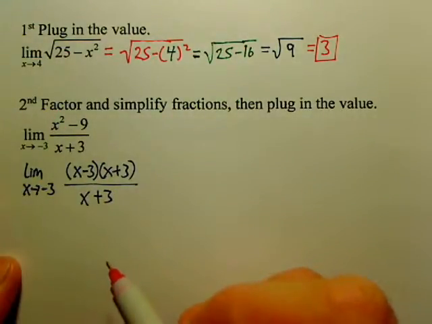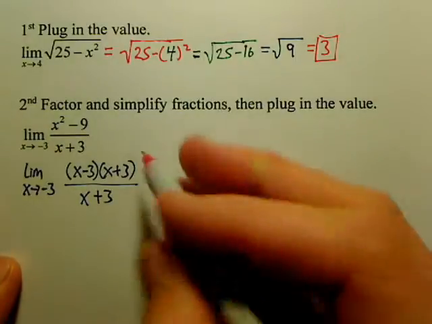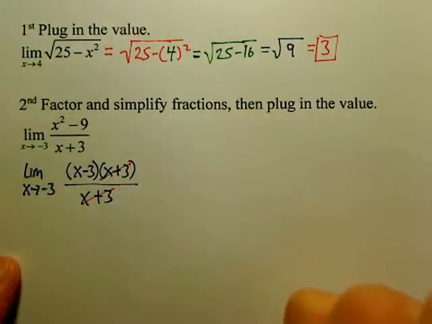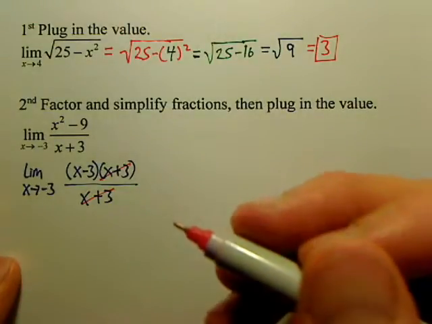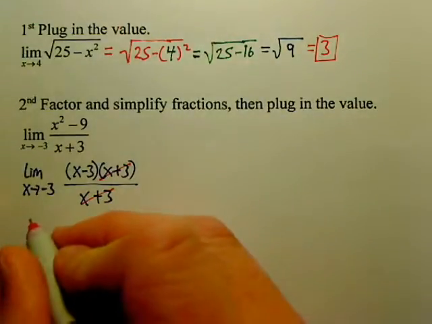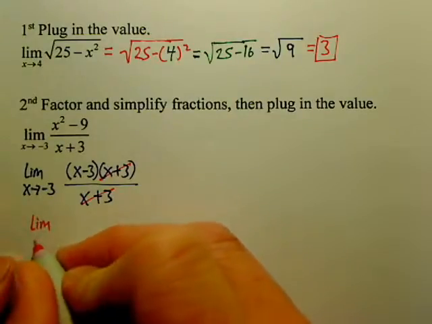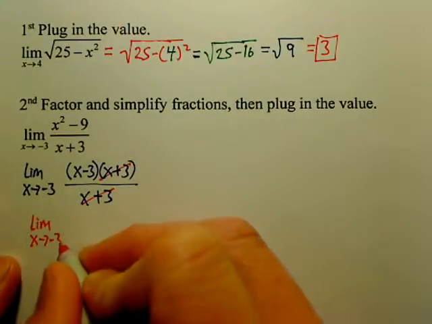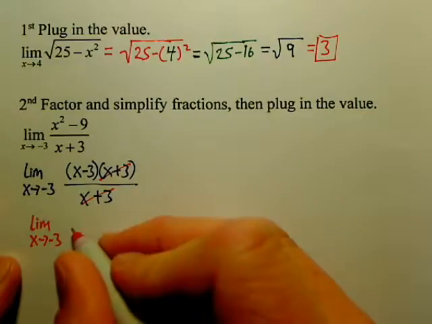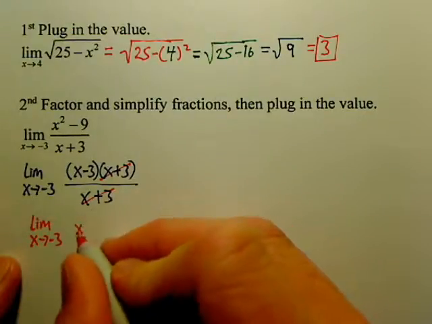The best way is factoring and then try to simplify. Do you see anything simplifying? Oh yeah, those simplify. Okay, what do I get when I do this? I now get the limit as x approaches -3 of x minus 3.